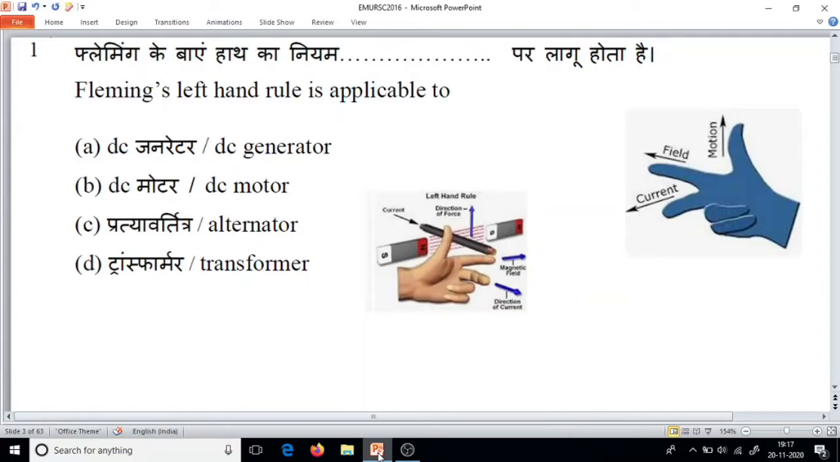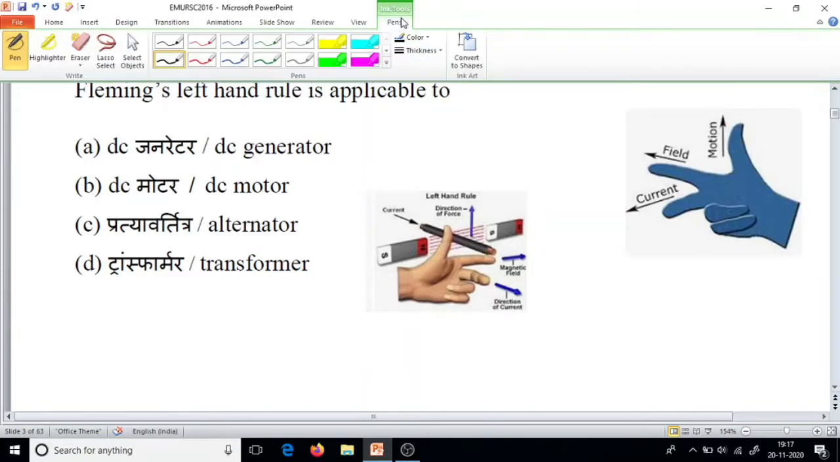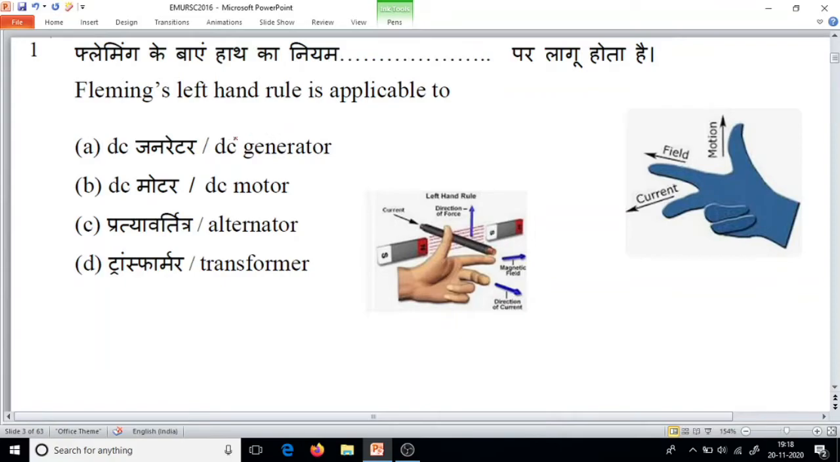So we'll start. This is the first question. Fleming's left hand rule is applicable to... What is the use of Fleming's left hand rule?